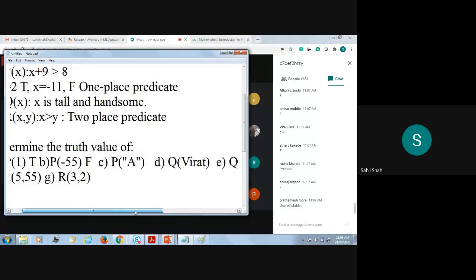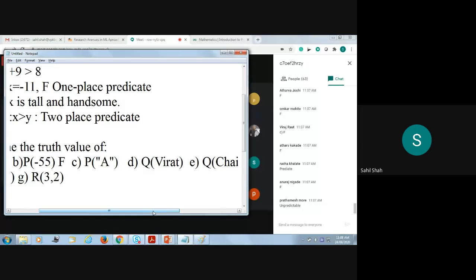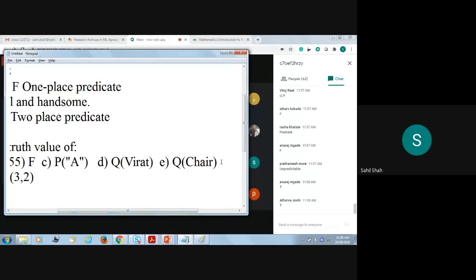Q: Virat is tall and handsome. It depends again on one's perception. If somebody assumes that Virat is shorter than Dhoni, then it will be false. It depends on your perception. You could say that Virat is tall and handsome, it is true. But which Virat I am talking about matters. If I am talking about Virat as some dog or pet who is short, then this predicate would be false. If you are talking about a chair, how could a chair be tall and handsome? In that case, it will again be false.